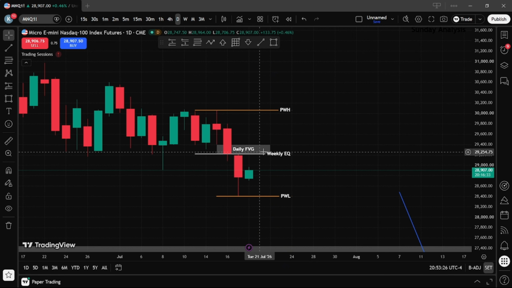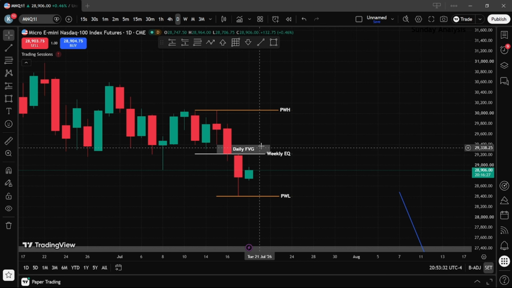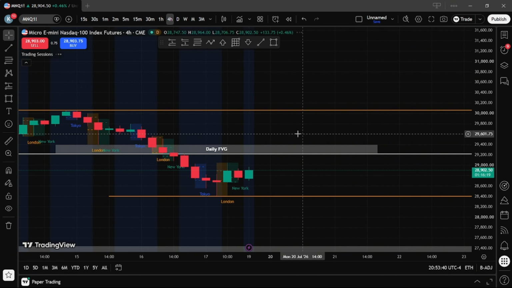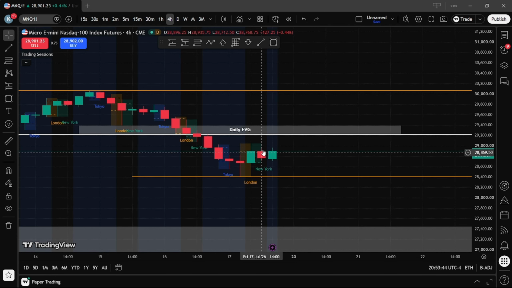But this is premium, this is discount. So because it's a premium market up here, if we push up into this daily fair value gap, this entire daily fair value gap is valid. And then we will wait. But as I go down even further, we do have some.